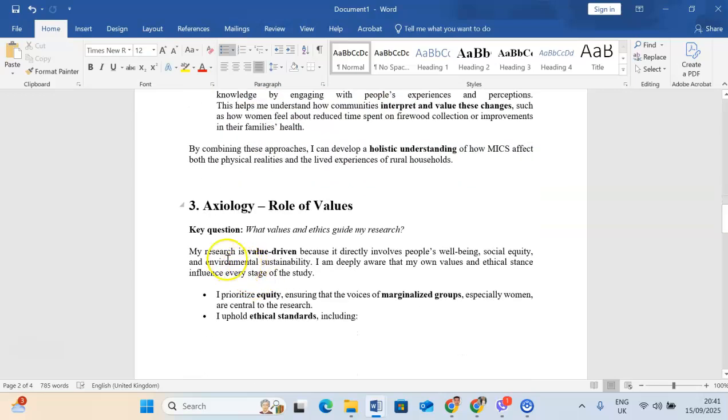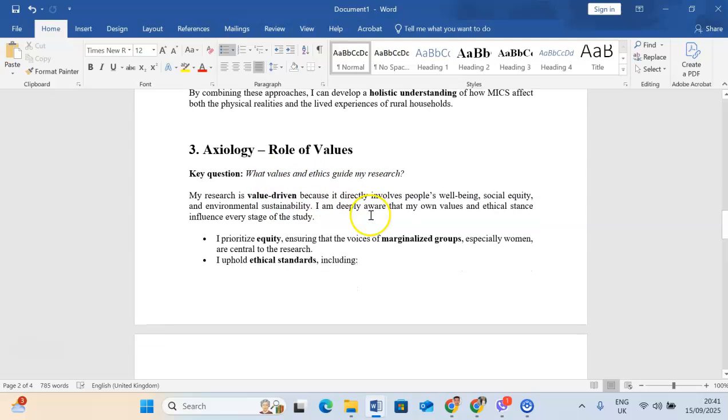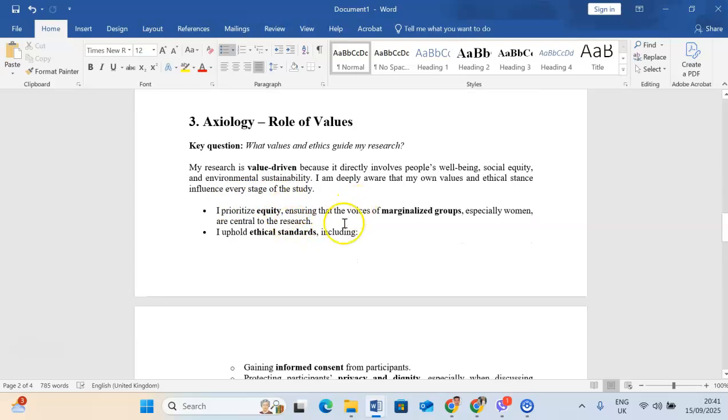And the third one is axiology. Axiology is all about values or ethics. So the key question that I ask myself here is, what values and ethics guide my research? Definitely my research is value driven because it directly involves people's well-being, social equity, and environmental sustainability. I am deeply aware that my own values and ethical stance influence every stage of the study.